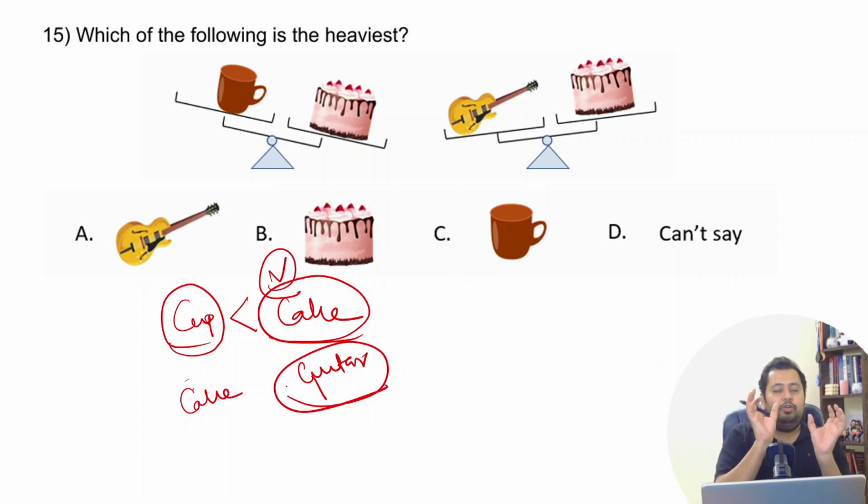So what we now know is that cake is heavier than cup, and guitar is heavier than the cake. So cake, guitar. What is more heavy? It is the guitar that is more heavy. It is the heaviest. So the correct option is option number A, that is guitar. Hope you understood this one and hope you got it correct. If you did, give yourself a star.